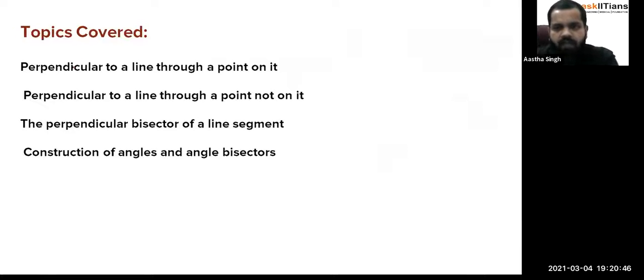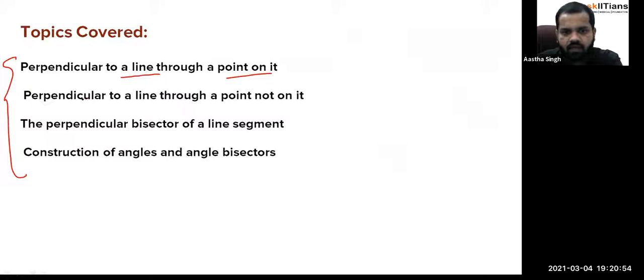So, guys, today we'll cover these topics: perpendicular to a line through a point on it, then perpendicular to a line through a point not on it, then perpendicular bisector of a line segment, then construction of angles and angle bisector. So let us study the first point.